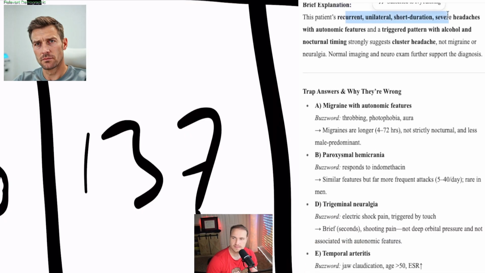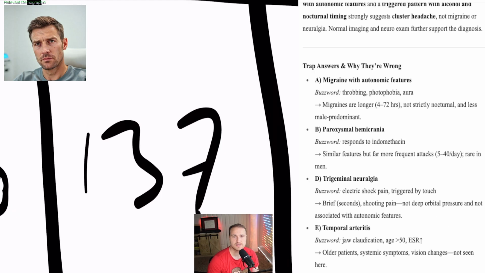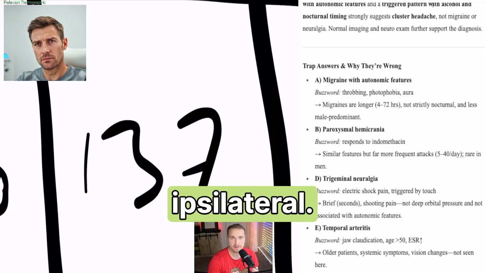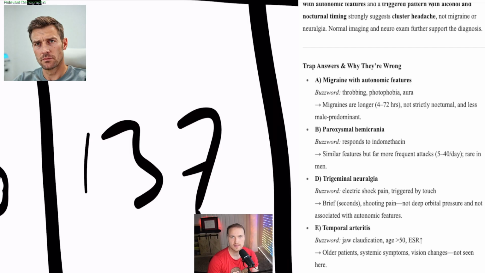So we have recurrent, short duration, severe headaches. Oftentimes what they'll do is they'll pick a side. Usually they'll say, oh, we got the left side. It's like 30, 60 minutes. It occurs daily, usually at night. There's some tearing and redness of the eye, and it's ipsilateral. There's nasal congestion also, and when we drink alcohol, it causes more pain to occur.